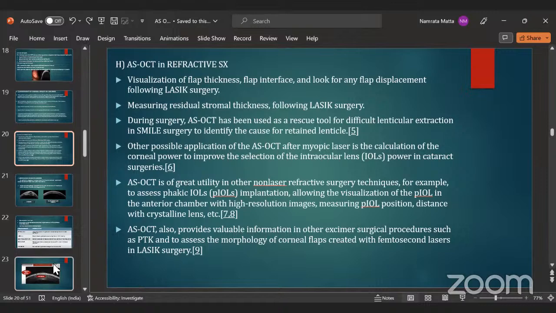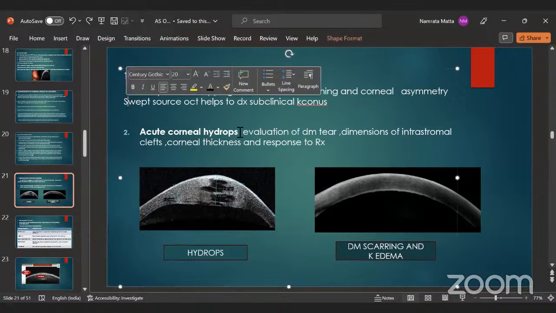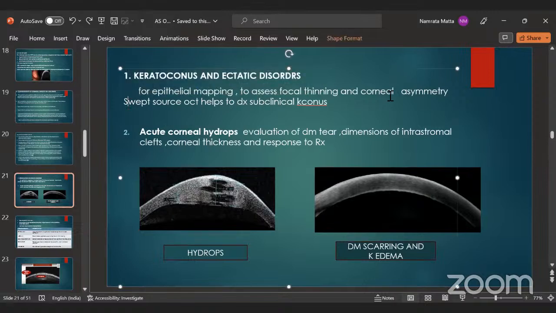In cases of excimer surgical procedures, it can be used as in case of PTK to assess the morphology of the corneal flap created with the femtosecond laser. These are a few images of how we will see the following conditions in the ASOCT. In keratoconus, we can use it for epithelial mapping, assess the focal thinning and asymmetry. And also swept source OCT can be used to diagnose subclinical keratoconus.